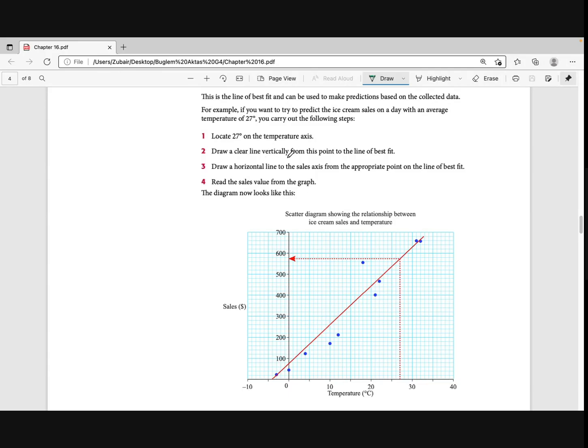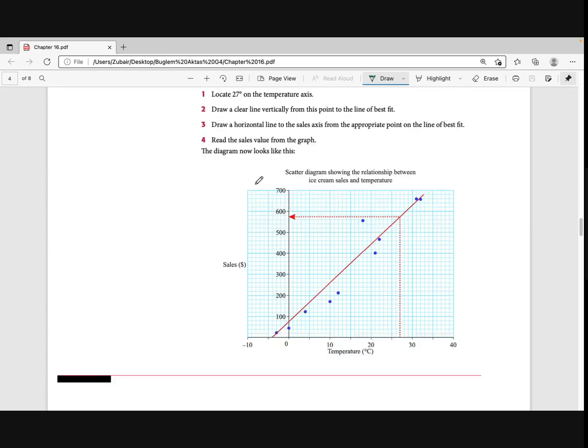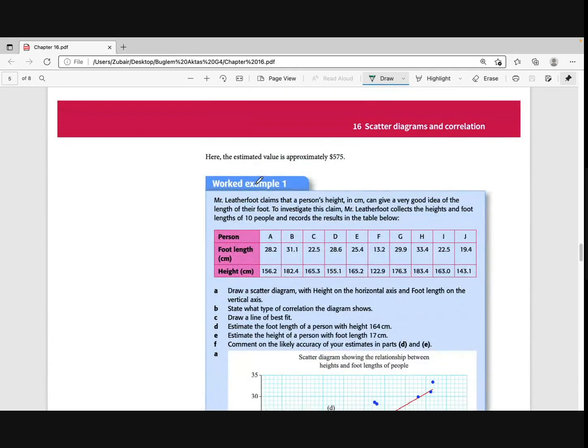Second says draw a clear line vertical. Now he's just giving you the working steps. You already know that. Worked example.